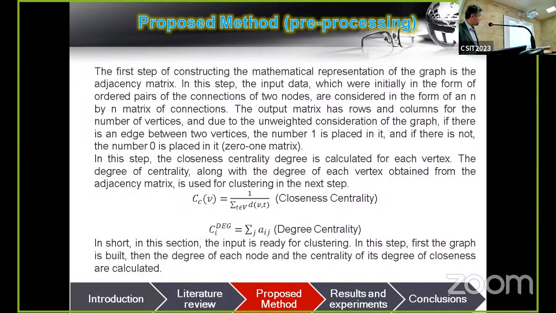We use two formulas here. That is closeness centrality, which equals 1 divided by the summation of d(v, t) for each t belonging to V, and degree centrality, which is the summation of Aij for all j. In short, in this section, the input is ready for clustering after we use these two formulas. First the graph is built, then the degree of each node and the closeness centrality of each node are calculated.